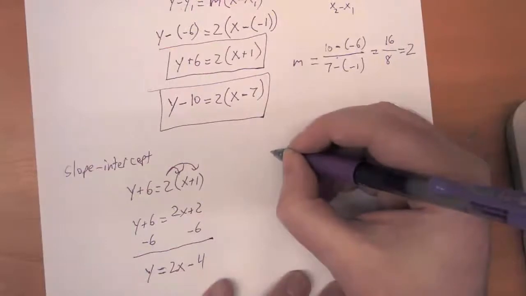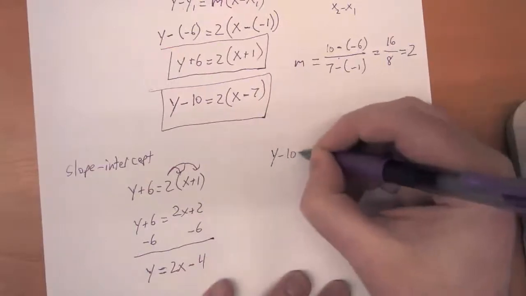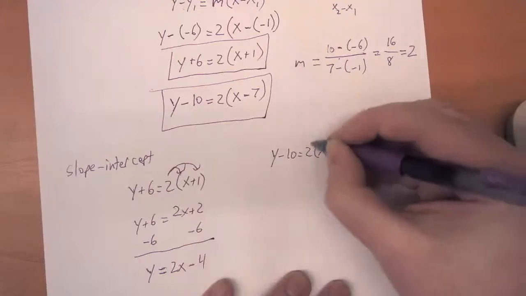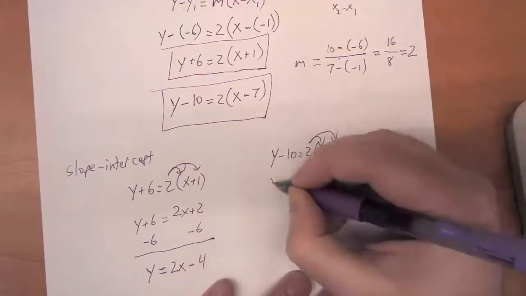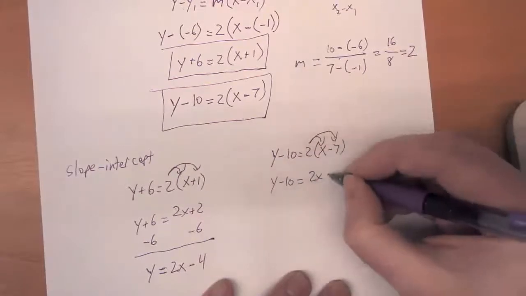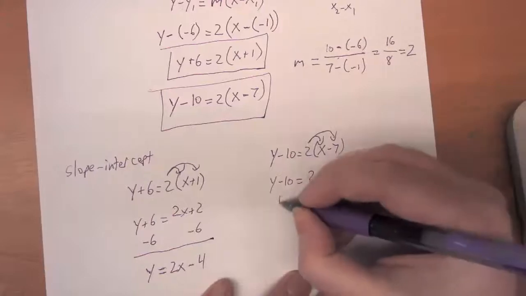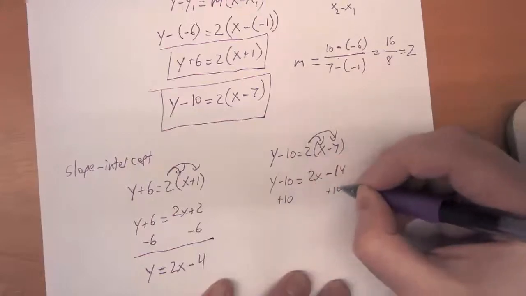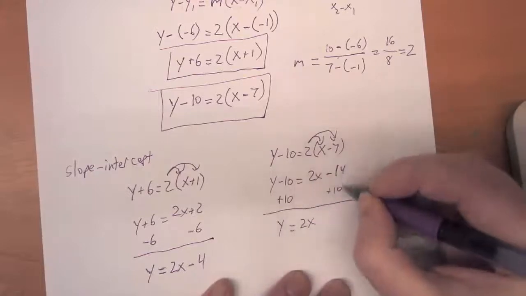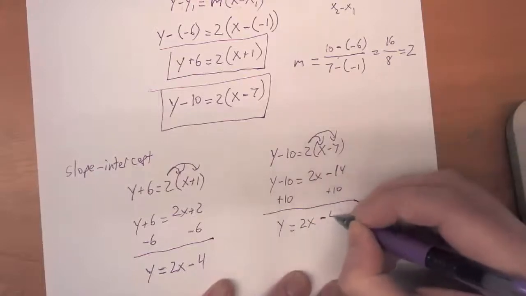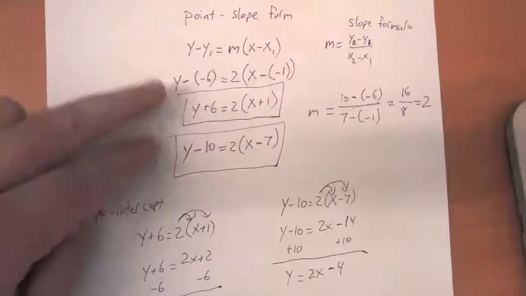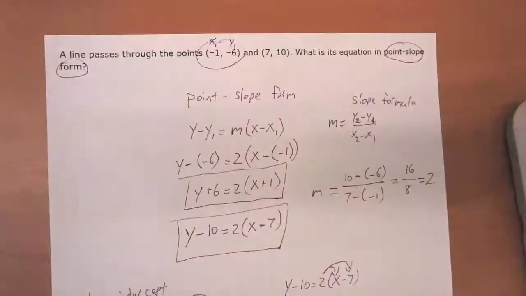If we had done this with the equation over here, y minus 10 is equal to 2 times x minus 7. Again, we distribute. Y minus 10 is equal to 2x, 2 times -7 is -14. And now we add 10 to both sides. Y is equal to 2x. -14 plus 10 is -4. So you see, we get the same slope-intercept form from either side of the point-slope form.